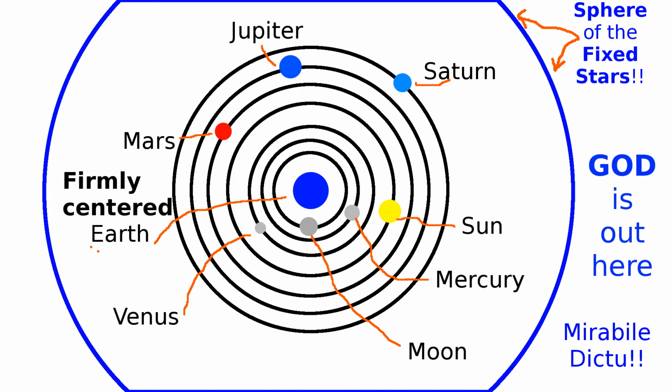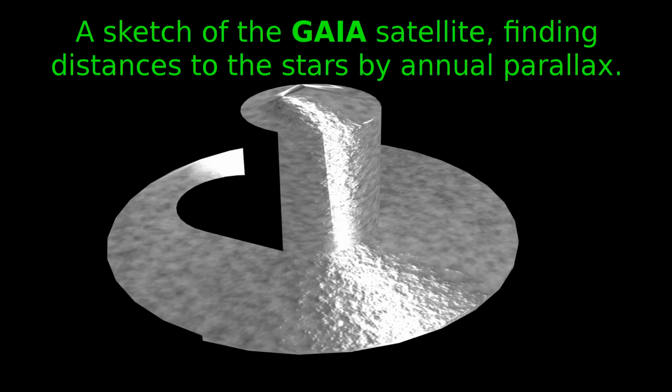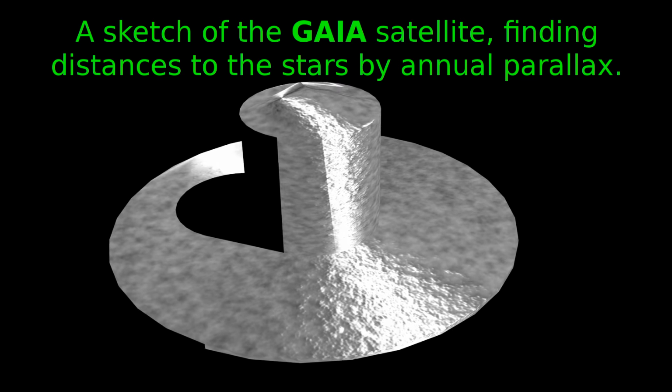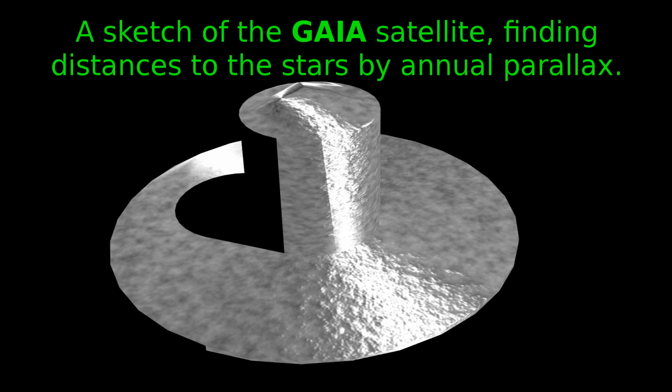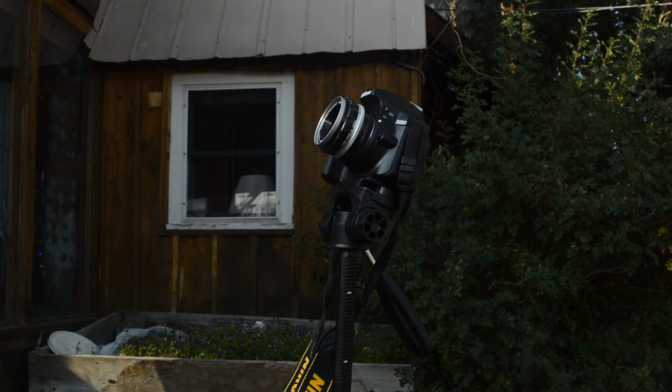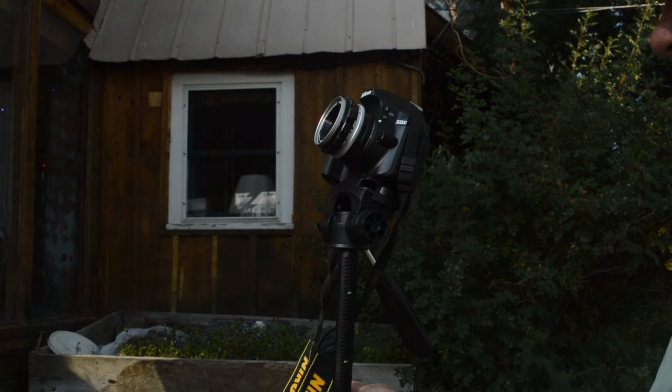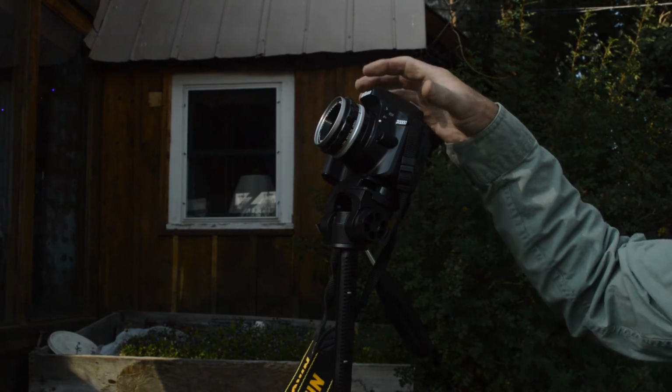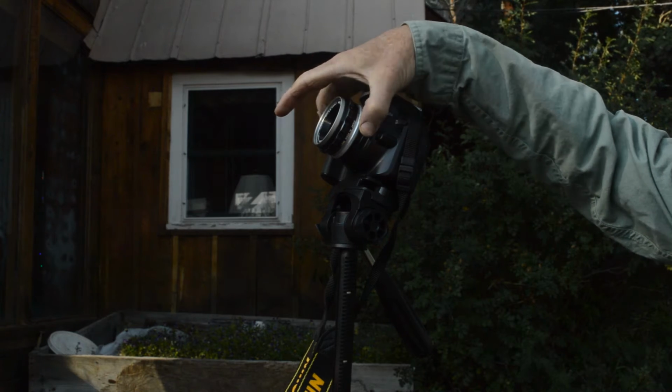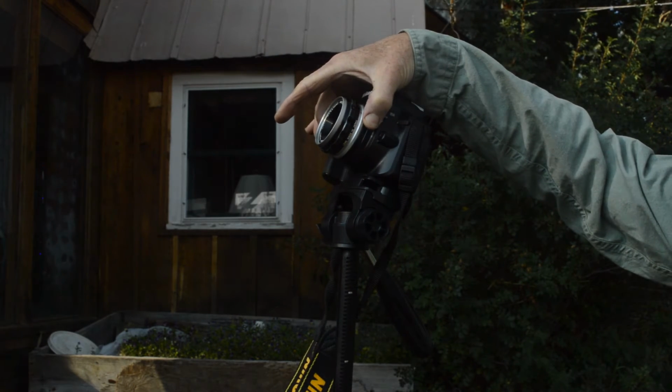So how do we know how far stars are? Well, billions of dollars have been spent on equipment to find those distances, and we now have very accurate distances for tens of thousands of stars. But I wanted to see what I could do with the simplest possible equipment. Well, here it is. A tripod, a camera, a 50mm prime lens. Could use any kind of lens, but I like the prime lens.